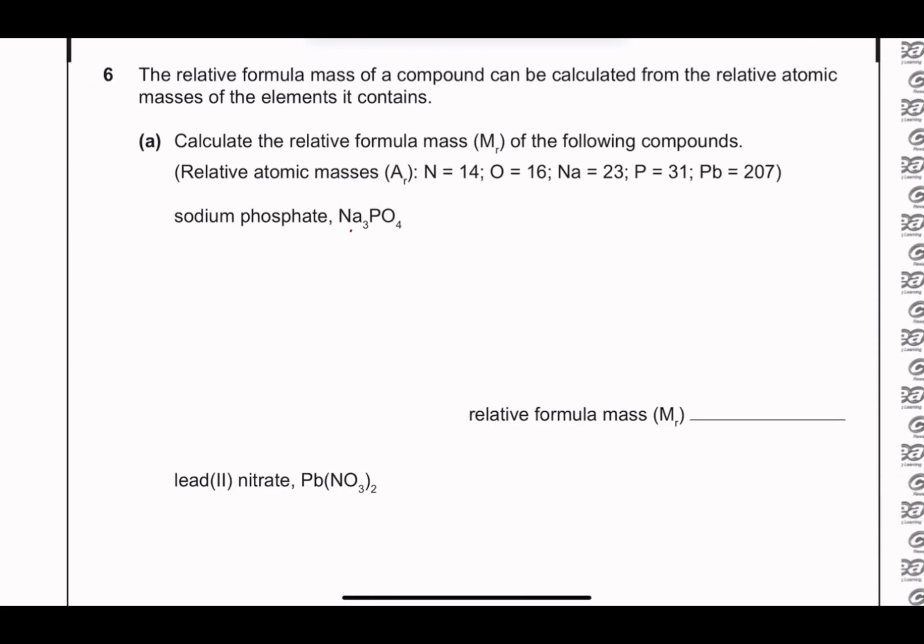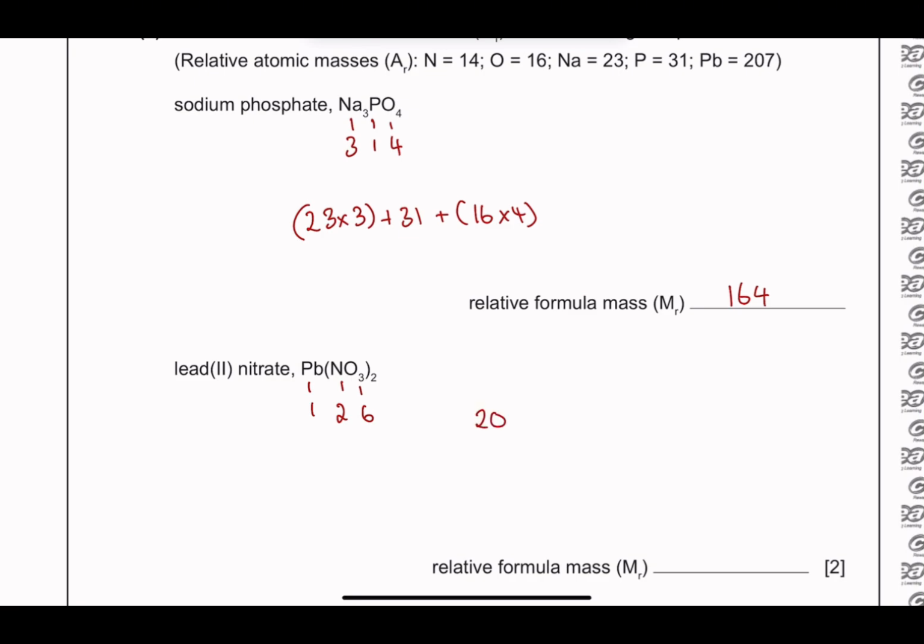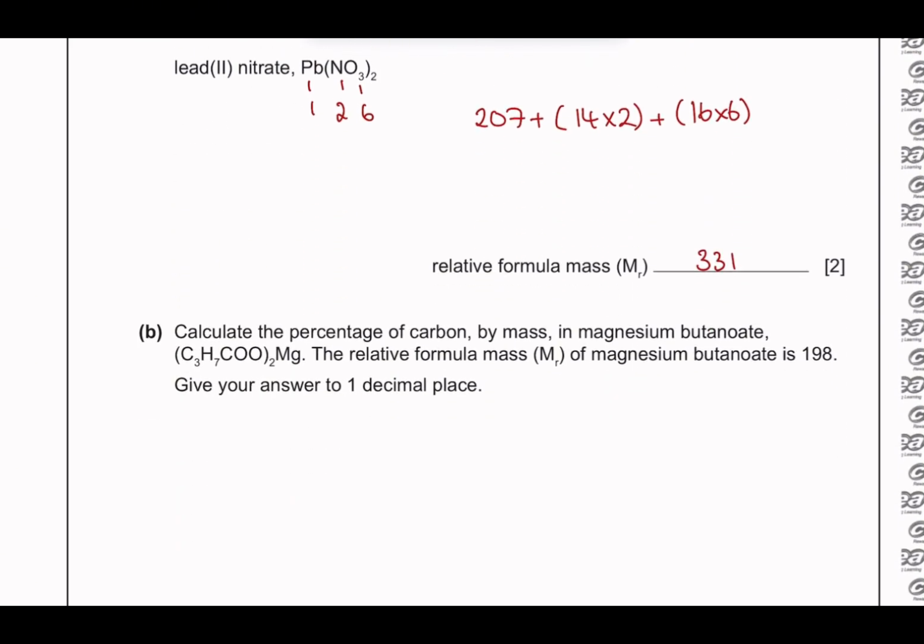Then we go on to our quantitative chemistry questions. So to work out your relative formula mass, you have 3 sodium, 1 phosphorus and 4 oxygen. So 23 times 3 plus 31 plus 16 times 4 gives you a total of 164. Lead nitrate, 1 lead, 2 nitrogen and 6 oxygen. Because remember the brackets, you multiply everything inside it. So 207 plus 14 times 2 plus 16 times 6, which gives you a total of 331.